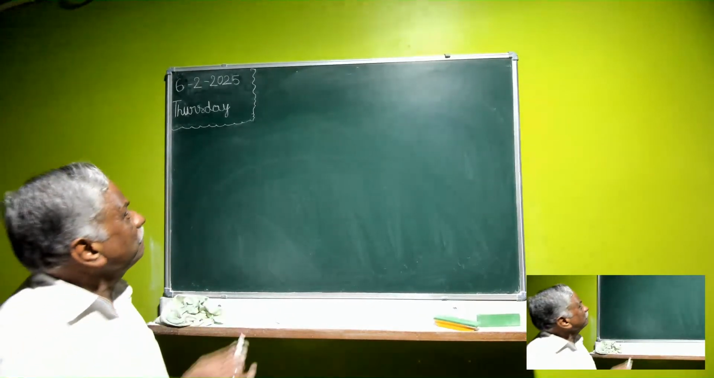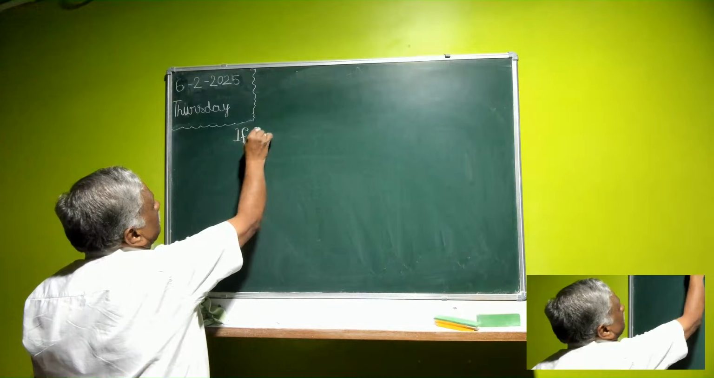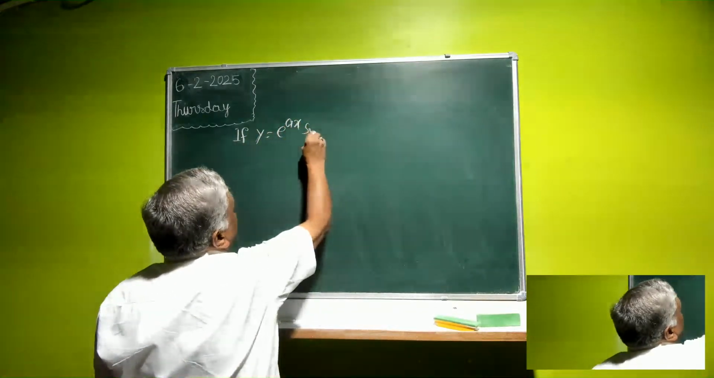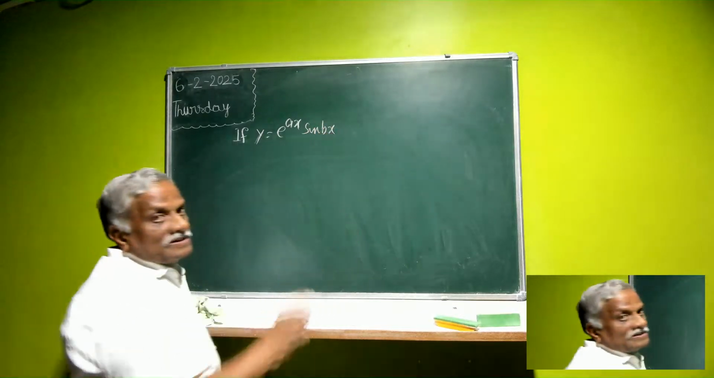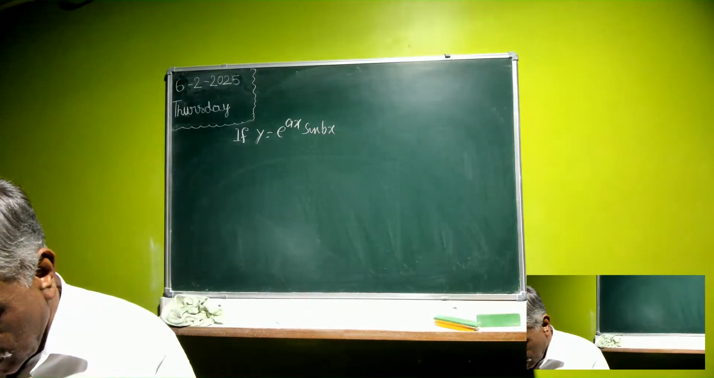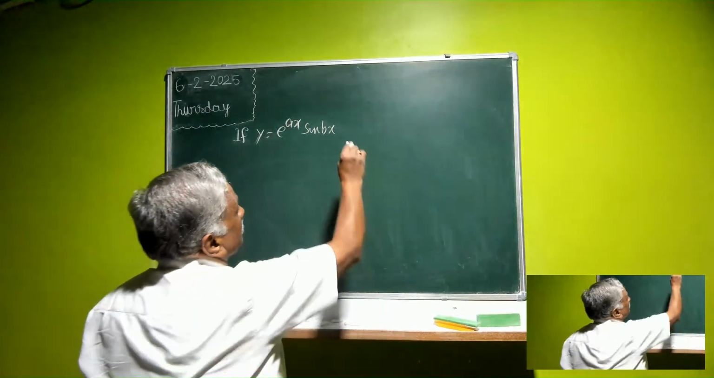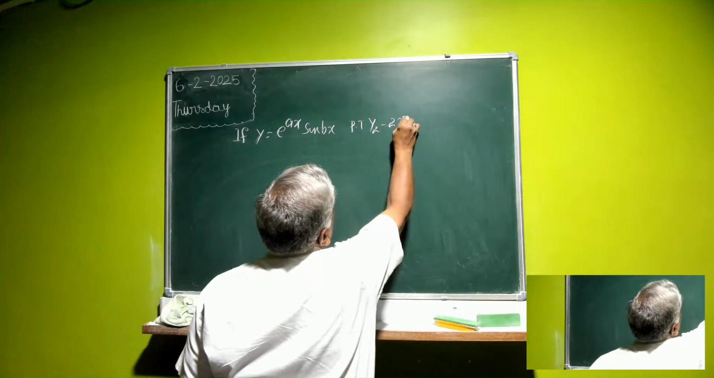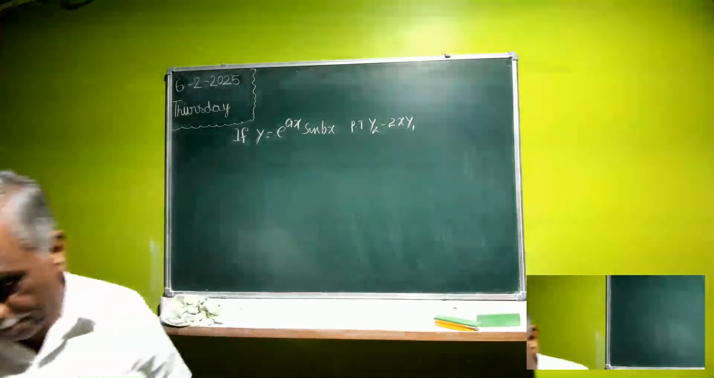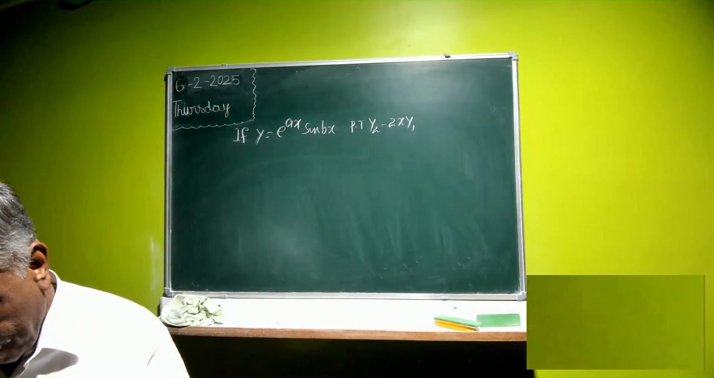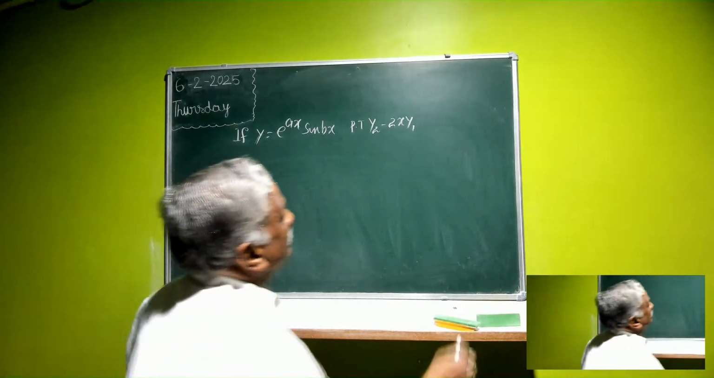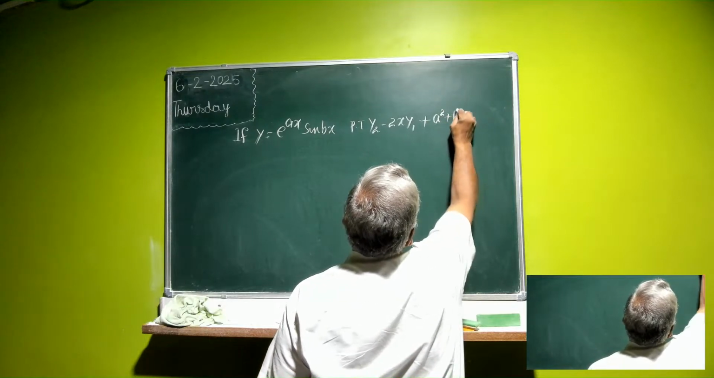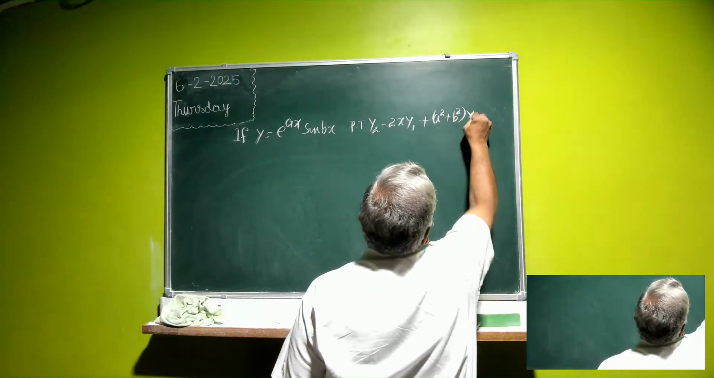Next, if y is equal to e to the power of ax into sin bx, prove that y2 minus 2a y1 plus (a square plus b square) into y equals 0.